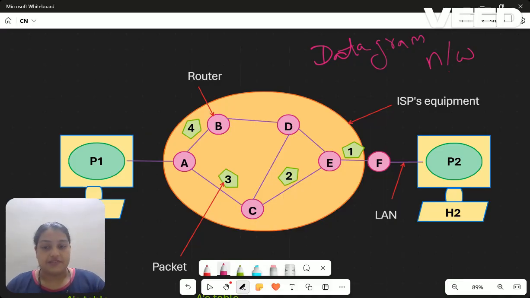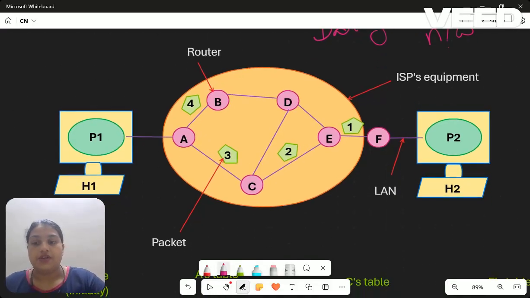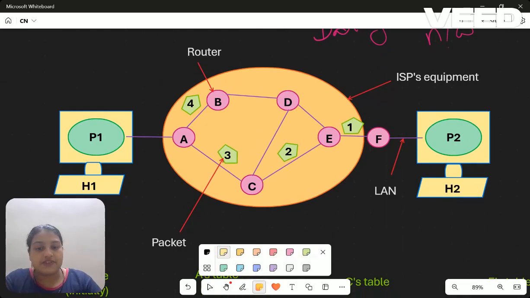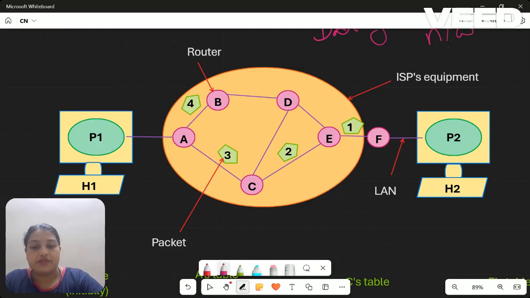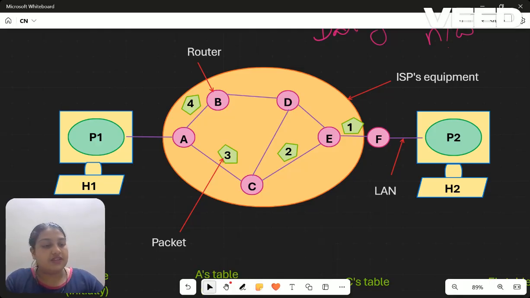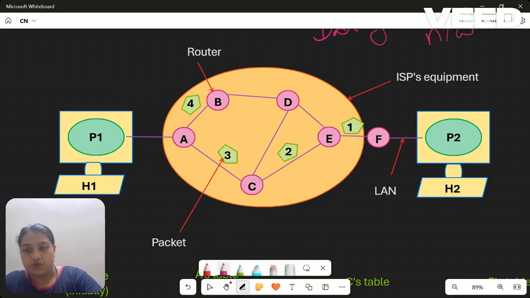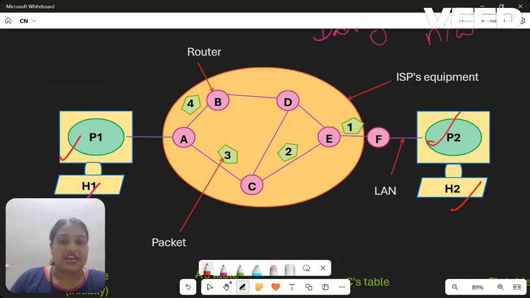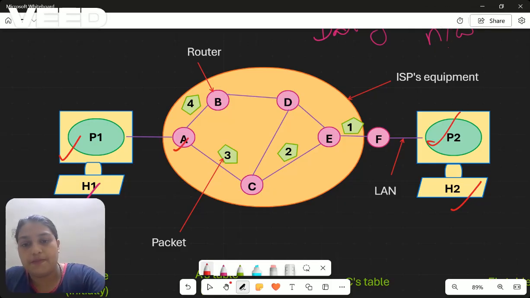Now here we have this figure. Look over here. So here I'm having host H1. These are the same things which we have learned in store and forward packet switching. What all things do they have? We have host H1, host H2, and inside host H1 I have process P1. Here I also have process P2. And I have all the 6 routers: A, B, C, D, E, and F.